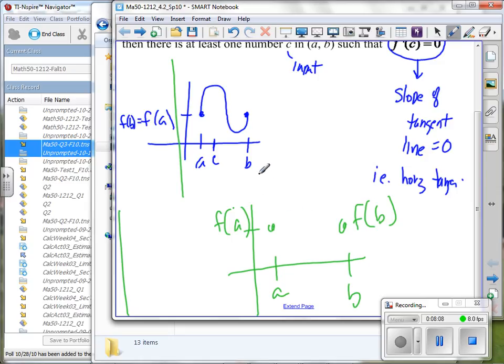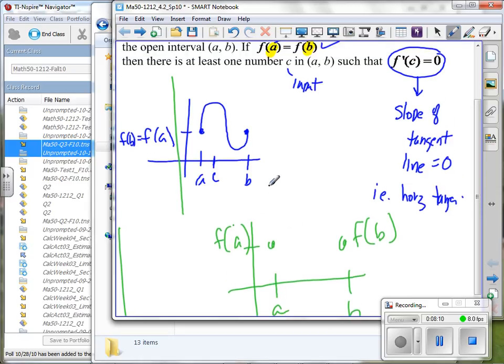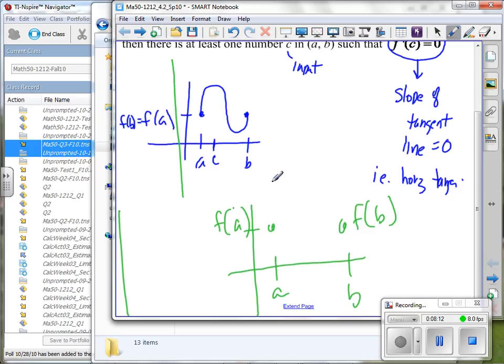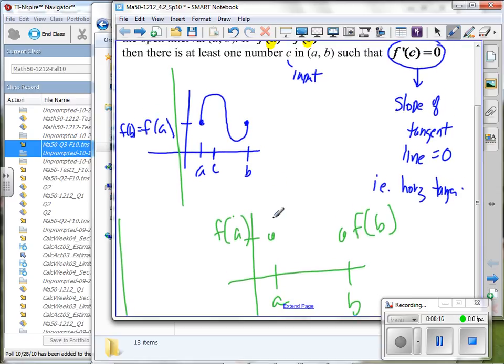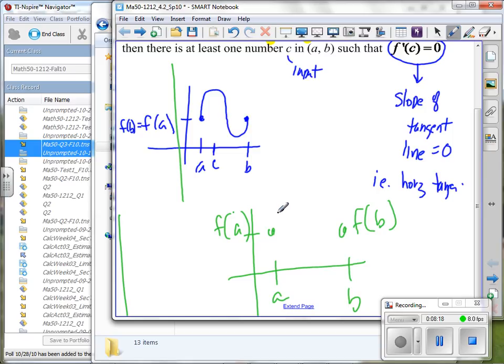Okay, so now draw us what you had in your graph. Yeah, I think your hand's on it. Yeah, see, place that up there. Okay. Okay, so where would C be? Okay, good. Are you getting Rolle's theorem?